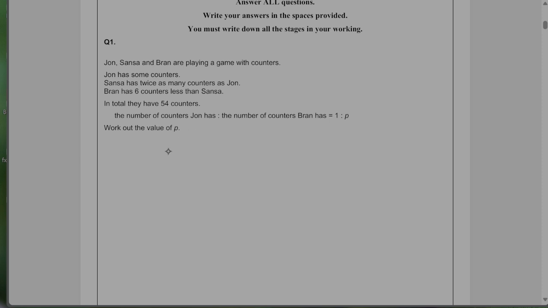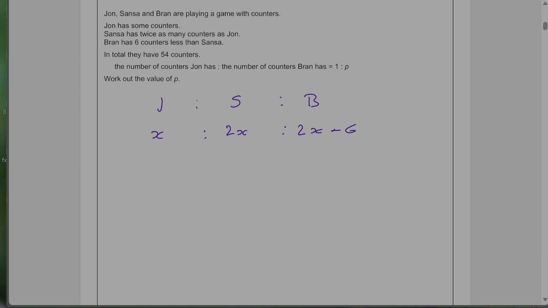Okay. So I'm going to set this up as a 3-part ratio to start with, J, S, and B. I'm going to say that John has X counters. If John has X counters, then Sansa has got twice as many, so 2X. And Bran has got 6 counters less than Sansa, so that would be 2X minus 6. And then we know that their total is 54, so I'm going to say that that is equal to 54.